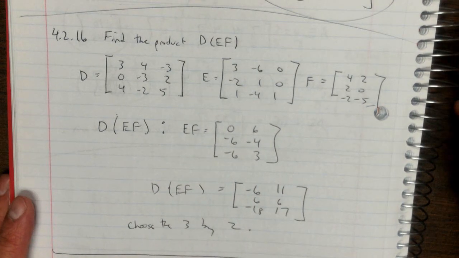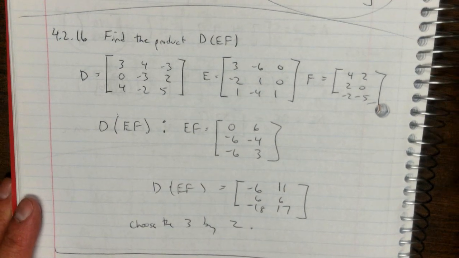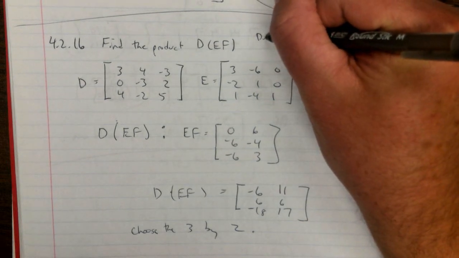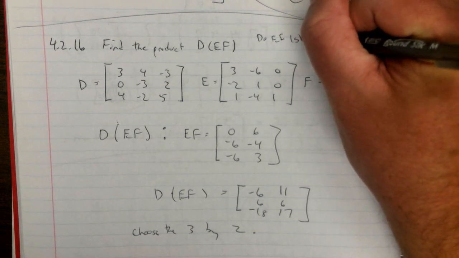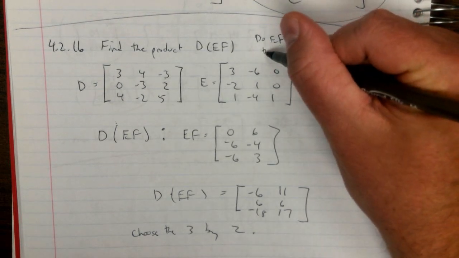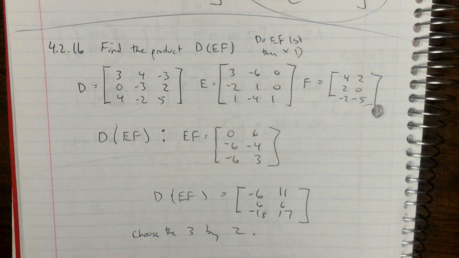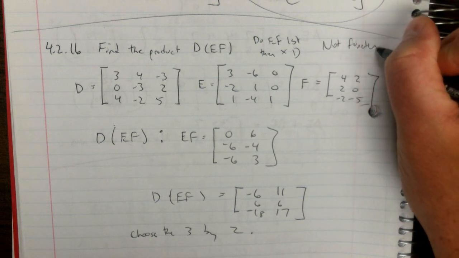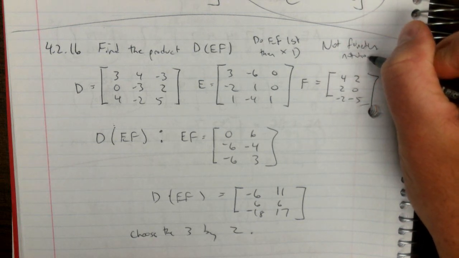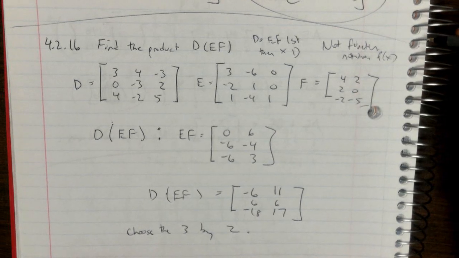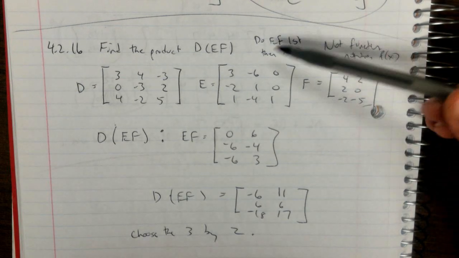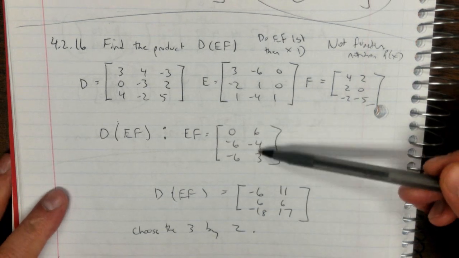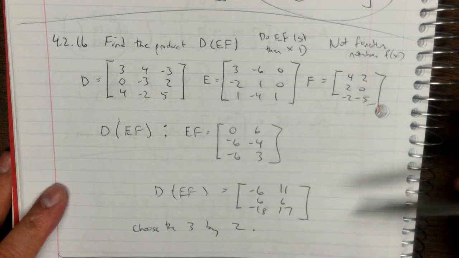The next one is a little weird. It says find the product DEF. So that means do EF first, and then times D. This is not something weird like function notation where it's f of x. Nothing like that. You just want to do E times F, get an answer, and then D times that answer gives you another answer.